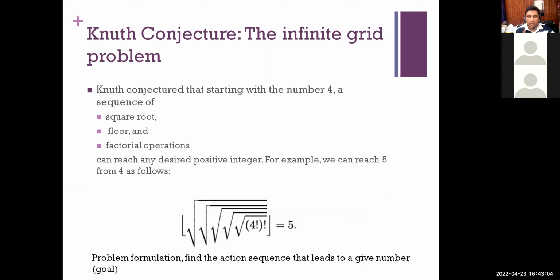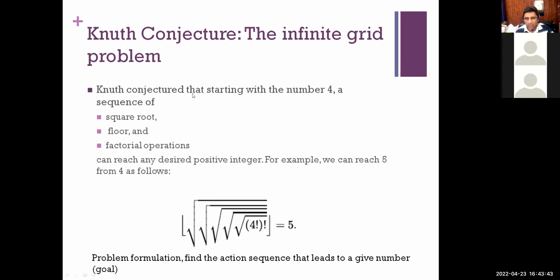And this is a very interesting problem because it is a grid problem, but it looks like an infinite grid problem. That is, the grids in which I am taking actions are not finite. And this is the Knuth conjecture. In the Knuth conjecture he gave a theorem. It said that if you start with number 4, and you can put any number of factorials, any square roots, and you fix any number that I want to get, number 5 or number 6, any number that you want can be generated by using a combination of operations of factorials and square roots.